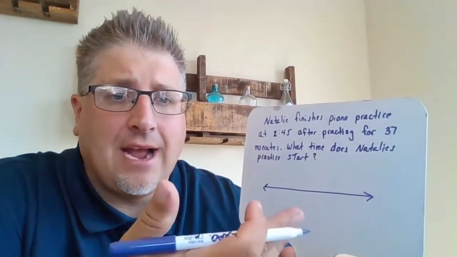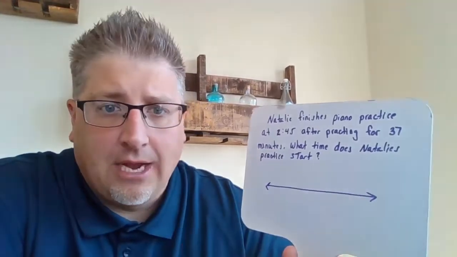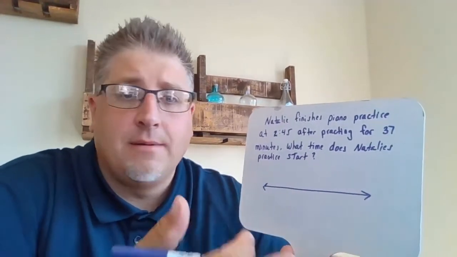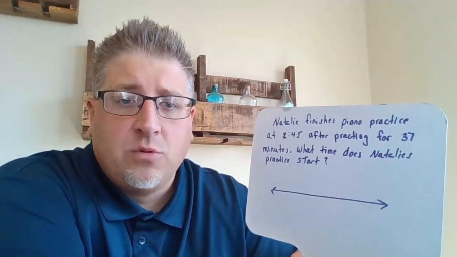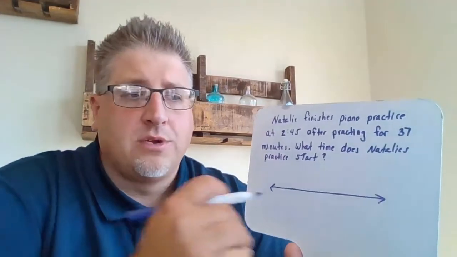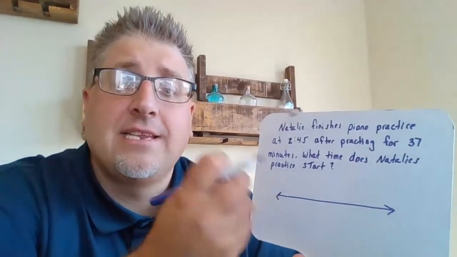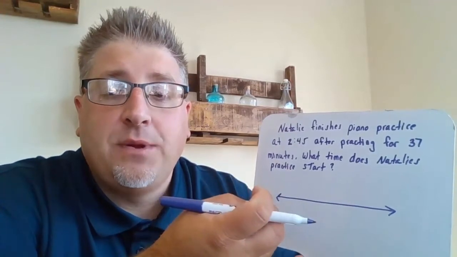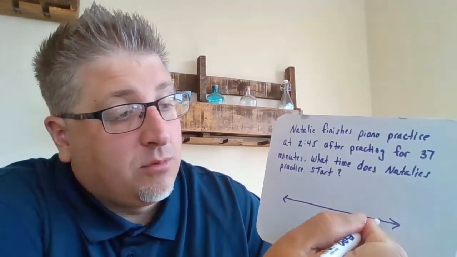I just wrote a plain number line here. I didn't put times on it. I didn't really have to do much because we're just going to go backwards on the number line. Let's see what they gave us. Natalie finished piano practice at 2:45. So we can come right here.